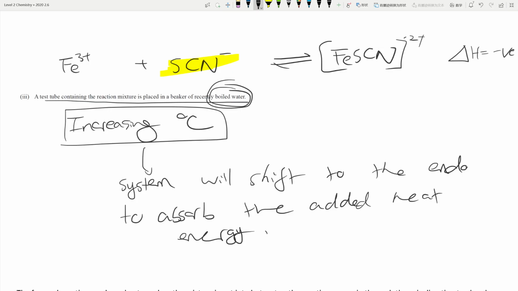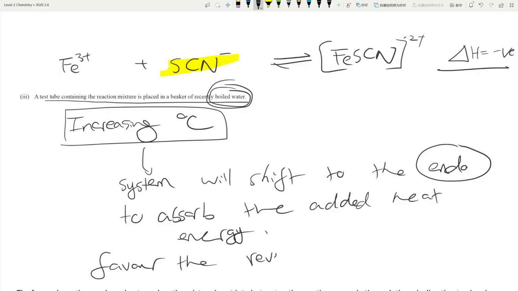So if you're putting in hot water, you're increasing the heat energy, and it will be like, how do I get rid of that heat energy? We just suck it in. We will do a chemical reaction that requires energy, and we will use up the extra heat energy, so it will favor the endothermic reaction. We know the forward reaction is exothermic, so that means it is going to favor the backwards reaction, favor the reverse reaction.